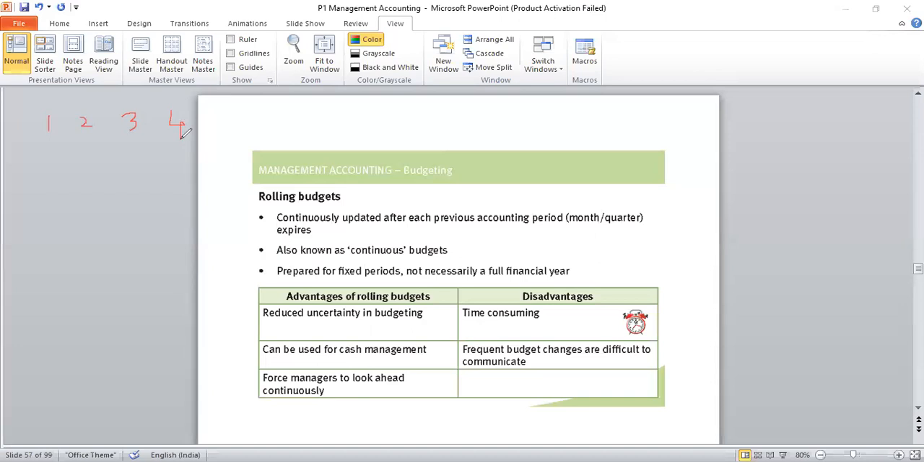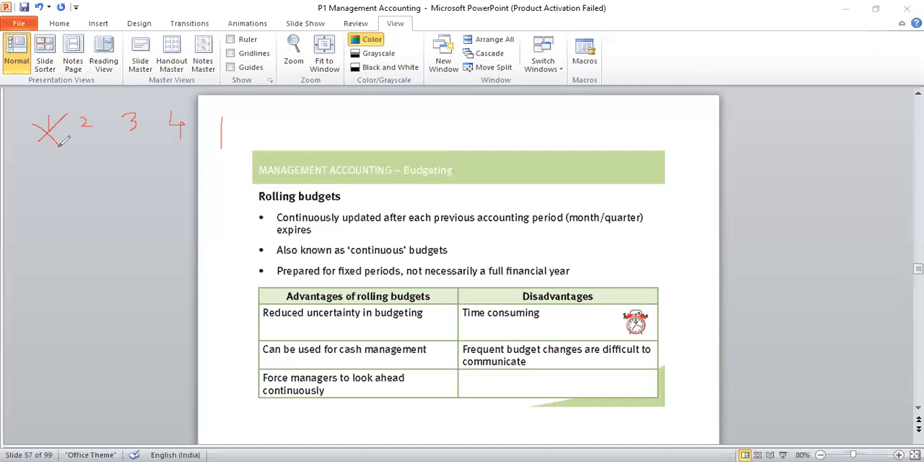Then let's say the first period lapses. In that case, the first period is dropped down. Then another similar period, that would be next year's first quarter, is added. When the first period expires, this budget is no longer needed because the time has passed, so it has to be dropped, and another similar period for which the budget is prepared is included. So at any given point of time, if they are considering a time period of 1 year, they would have a budget for one full year, continuously updating their budget.